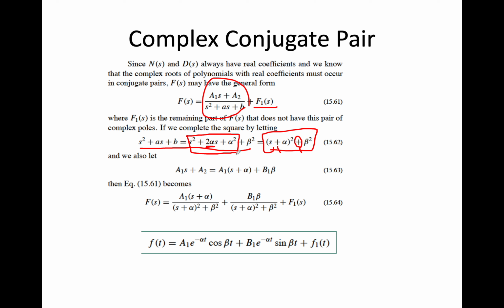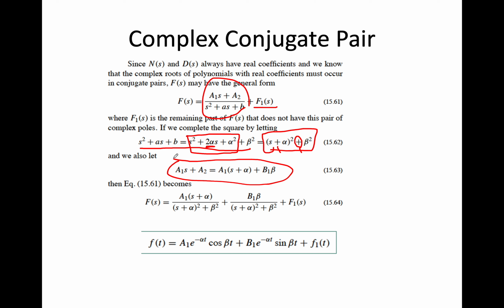Okay, then you work a little bit with the numerator. This is kind of a little bit abstract because they're not using numbers, and so we'll see some examples where we actually use some numbers. I think it's a little easier to see it that way.